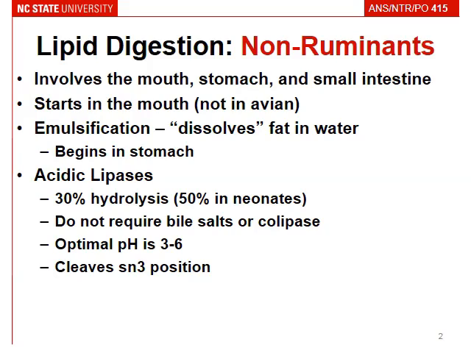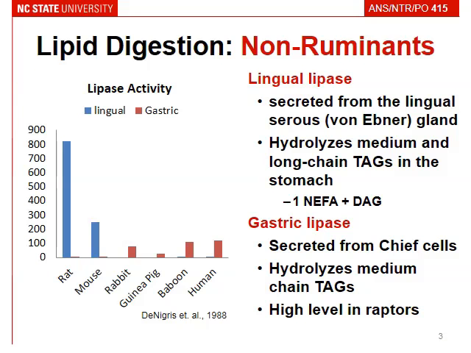These do not require bile salts or co-lipase, and they have an optimal pH between 3 and 6, and they cleave at the SN3 position. And this SN3 position is the same as saying the third carbon. So they only cleave there. So we're first going to discuss a little bit of these lingual and gastric lipases, or acid lipases.